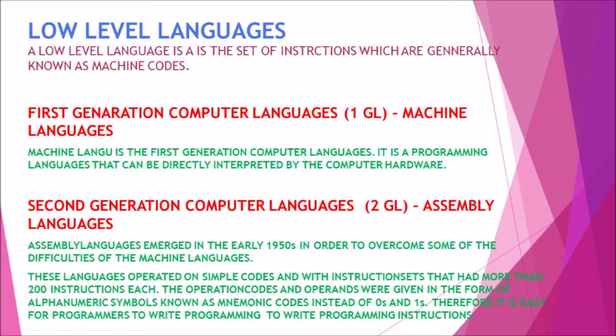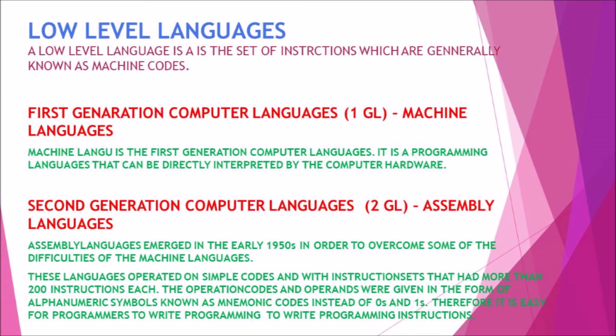Likewise, the operation codes and the operands were given in the form of alphanumeric, a combination of alphabets and symbols, which we call mnemonic codes. Instead of zeros and ones, they use mnemonic codes. Therefore, it is very easy for the programmers to write the programming instructions.